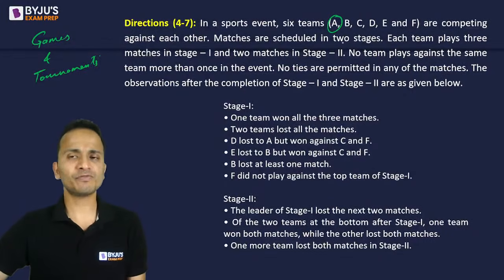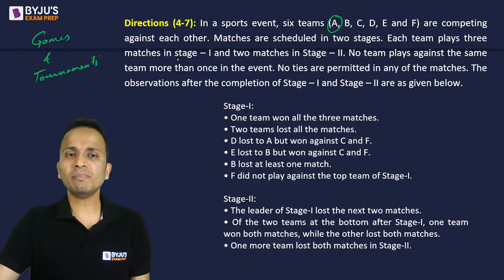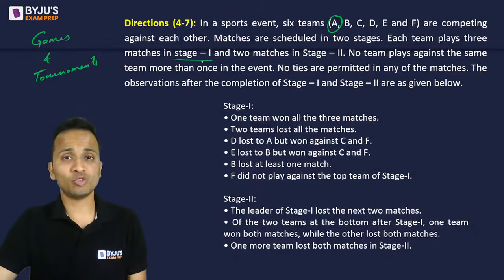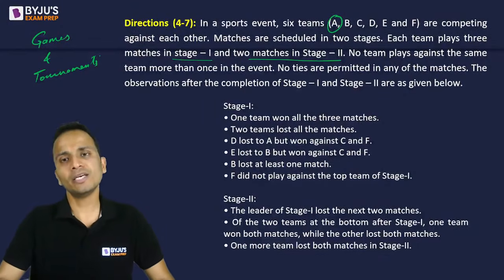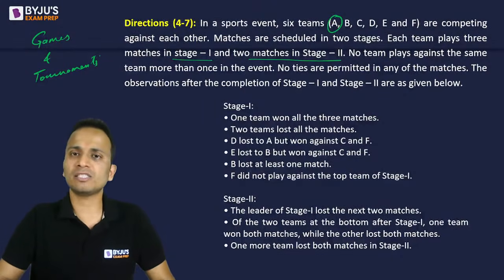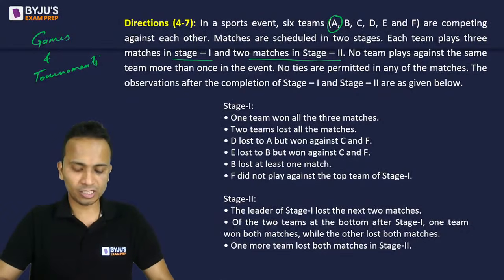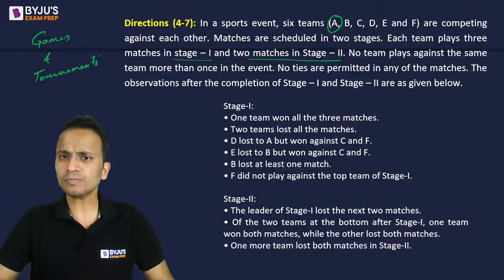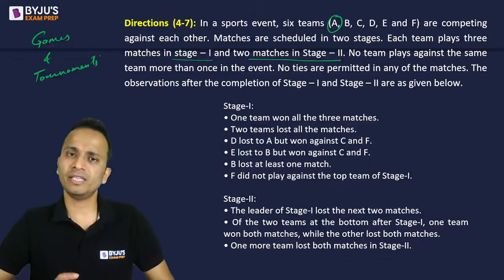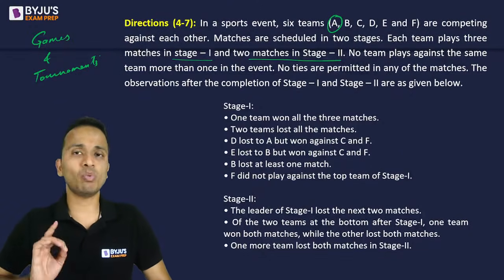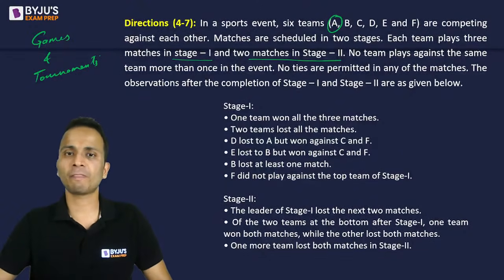Okay, out of these 5 matches, 3 matches will be played in stage 1 and 2 matches will be played in stage 2, and this happens for every other team. So each team will play 3 matches in stage 1 and 2 matches in stage 2. No team plays against the same team more than once in the event. So every team will play 1 match with every other team.